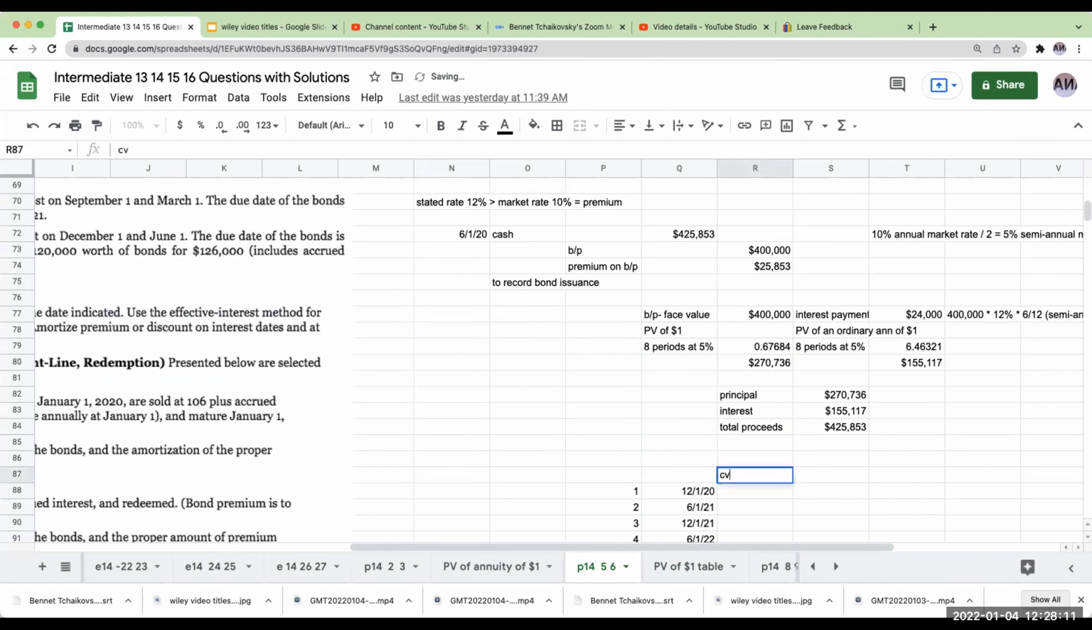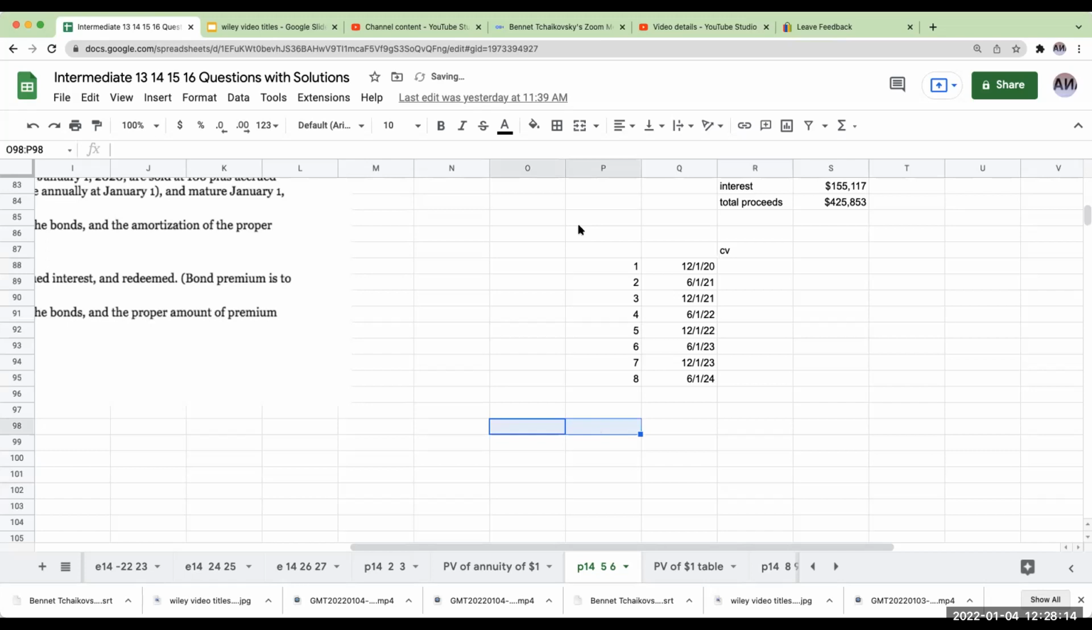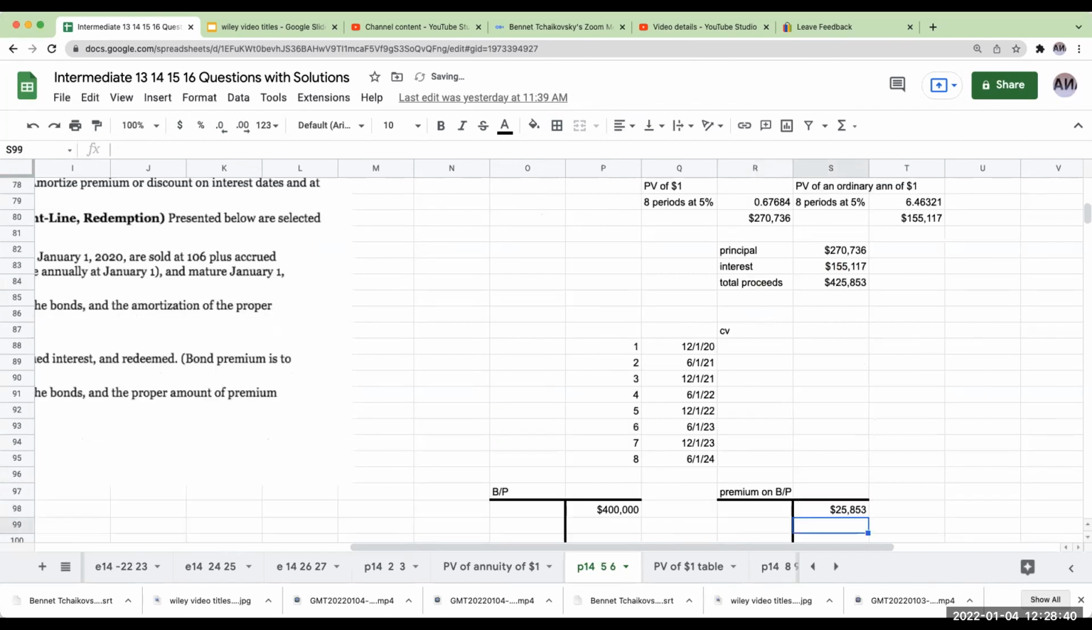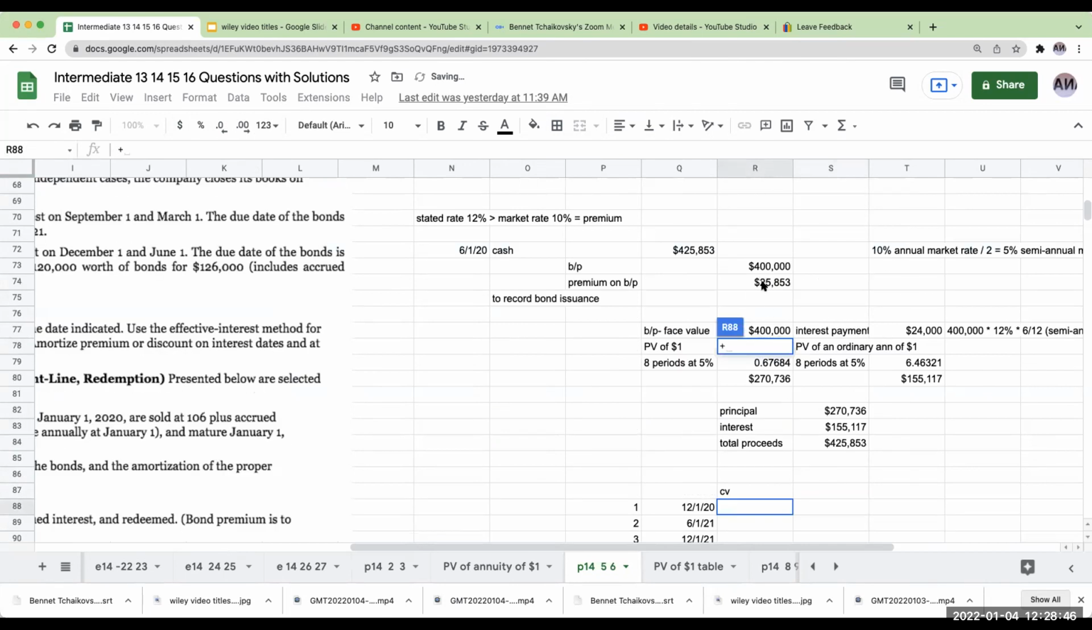So my carrying value at the very beginning, and for this one, I do want to go through and use T accounts. I have bonds payable, 400,000. And then I'm going to have a premium on bonds payable. My premium on bonds payable is going to be 25,853. So my carrying value of my bond is going to be 425,853.